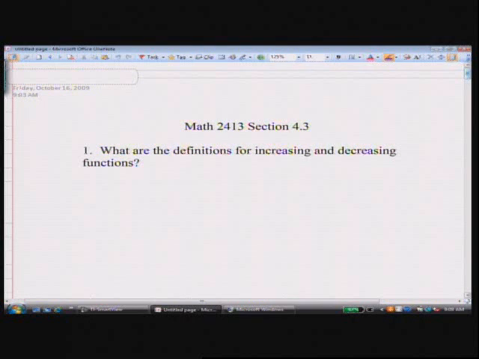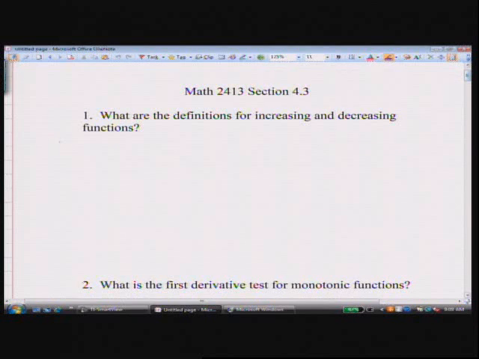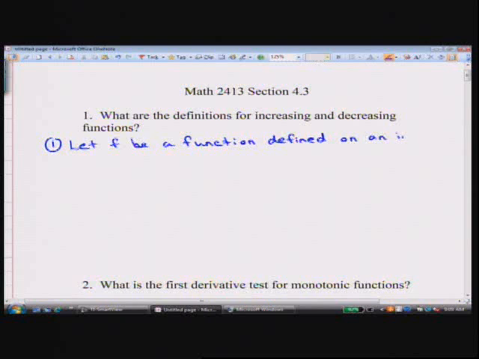So we will define increasing and decreasing functions. And you've probably seen this definition before in college algebra, but we will go ahead and talk about it in here. Let f be a function defined on an interval I, and let x1 and x2 be any 2 points on I.